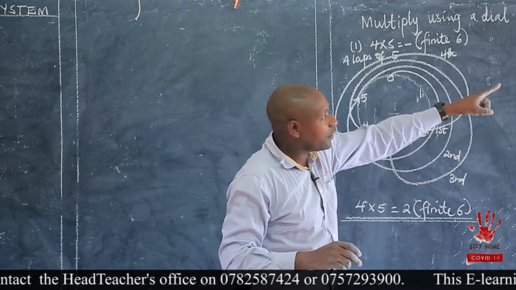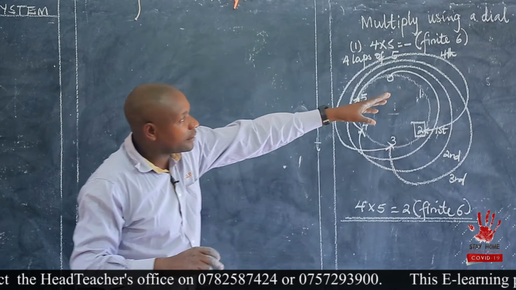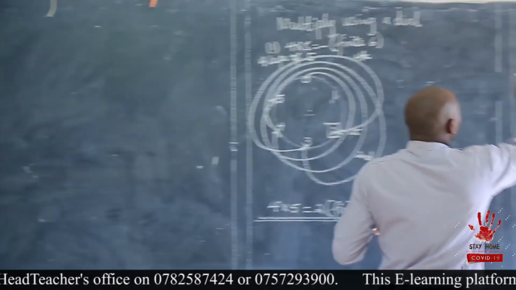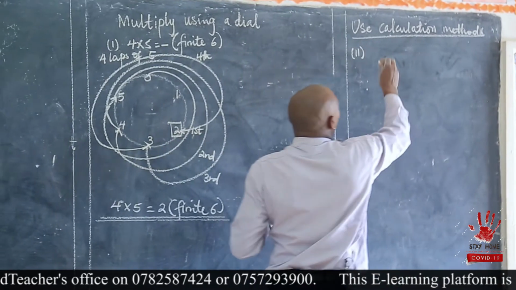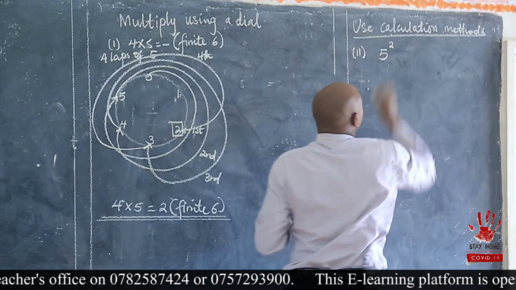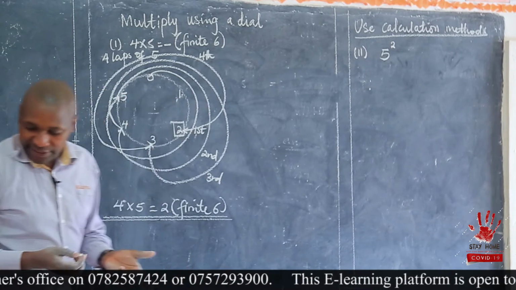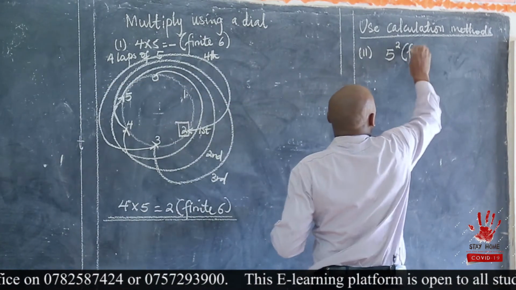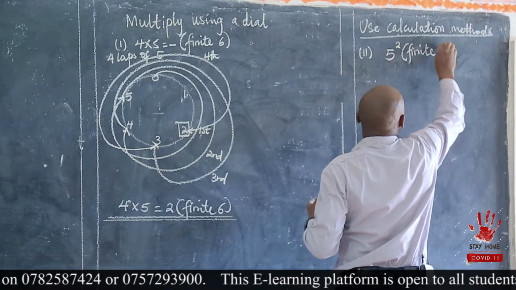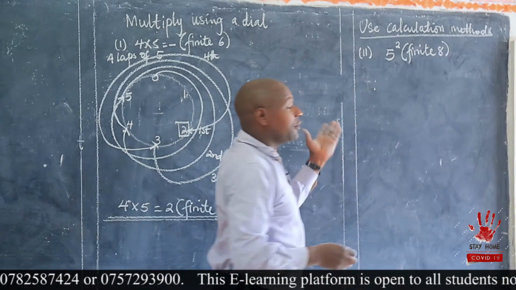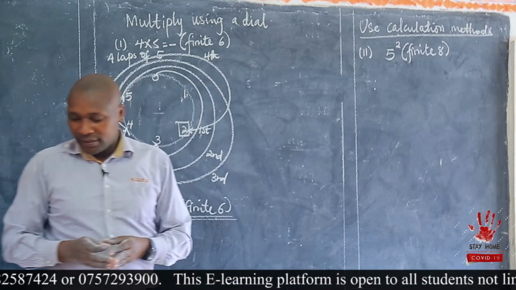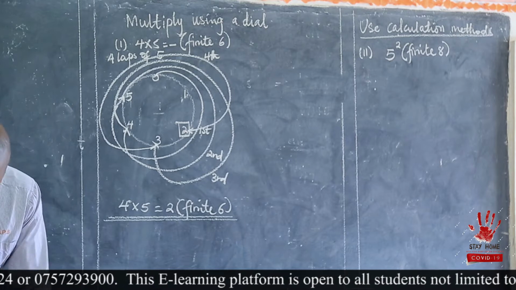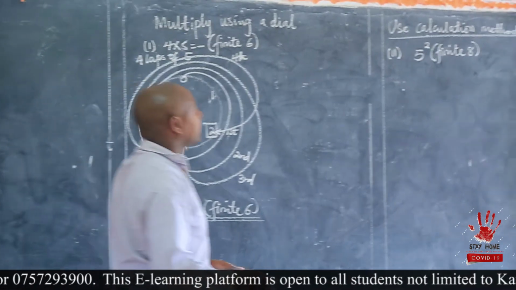So I'm going to the second instruction, use calculation method, and I'm going to deal with Roman 2, which was saying 5 squared. And what was the finite, or what was the mod? This was finite 8, or mod 8. But here we're going to use calculation method. How can it be handled? I hope you've passed it. I think it was the simplest.